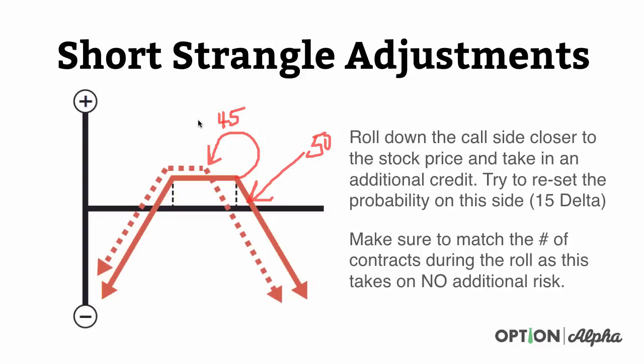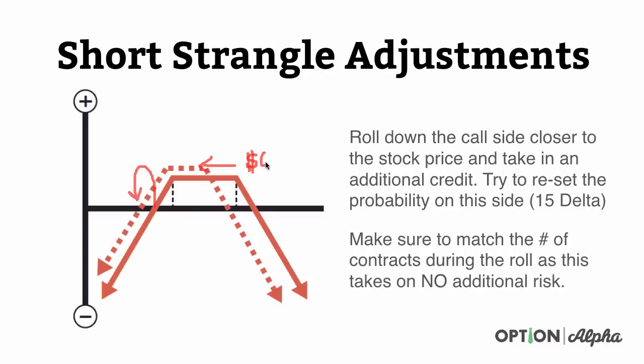And by doing that, you take in an additional credit. Because remember, if the stock is falling away from your call strike, you're going to make money on that call strike. So you can buy it back and bank a profit and sell a call strike closer to where the stock is trading. And that new credit helps move your break-even point out further on the put side.